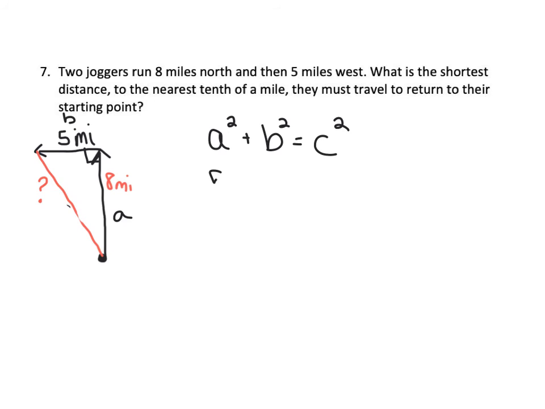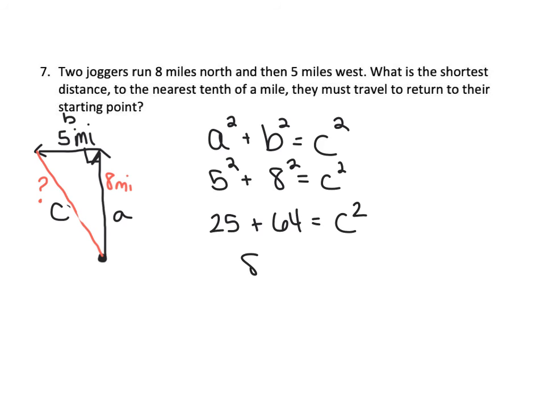So if I substitute, this would be 5 squared plus 8 squared is equal to this unknown hypotenuse, c squared. 5 squared would be 25 plus 64 is equal to c squared, or 89 is equal to c squared. And what do I do? I take the square root of both sides. The moment I do that, I need plus or minus the square root of 89 is equal to c. Even though I said I need that plus or minus, I'm going to ignore the minus because I can't run a negative distance. So that's not really going to make sense in this context.